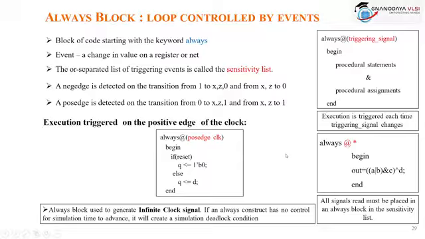When you are writing the code for flip flops, you need to use always @(posedge clock). Okay, that is the sensitivity list. Negedge means it will change from 1, x, z to 0, or from x, z to 0. Posedge means it will change from 0, x, z to 1, or x, z to 1, like that.